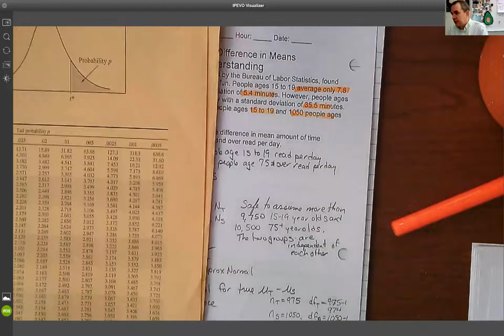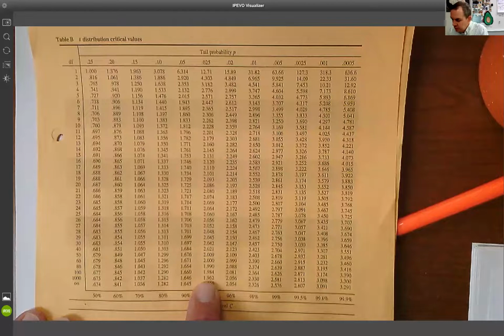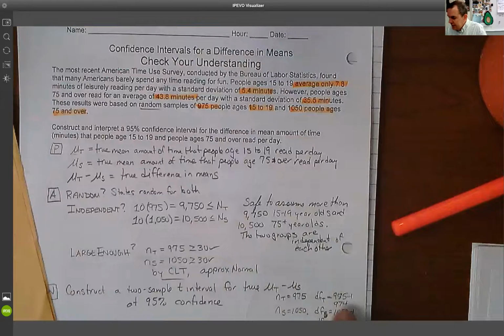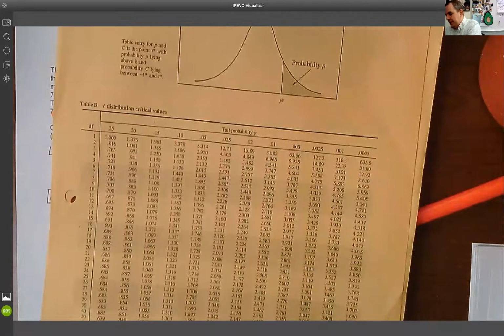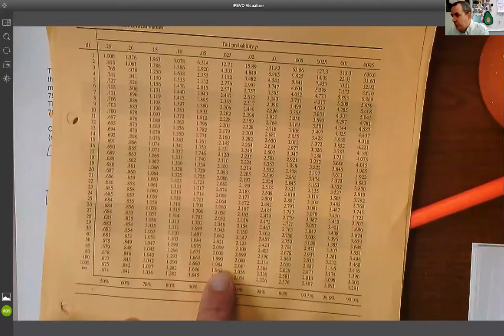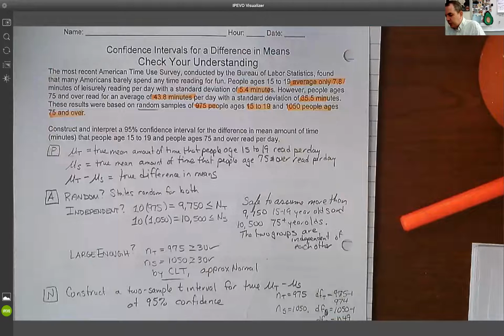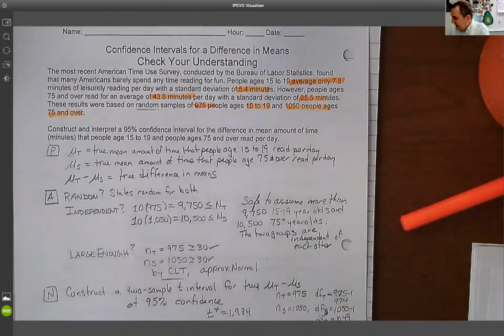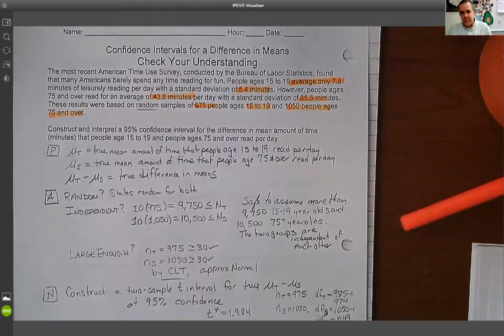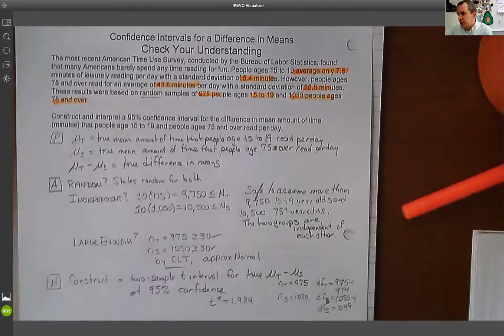In this case, for 1,049, I would take 1,000, so that'd be 1.962. But the teens would be 974, rounding down, which is 1.984 down here. So I have two different ones. I'm going to take whatever has the smaller degrees of freedom, so I'm going to take the 1.984. What I'm going to use for my T star here is 1.984. The calculator will give me a combined degrees of freedom, which I can reference, but when writing out the formula, I'm going to use the smaller of the two.